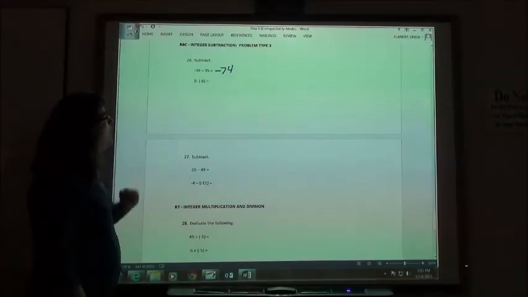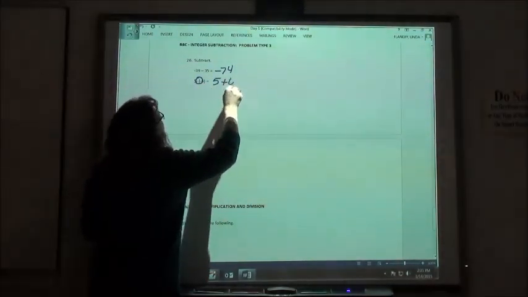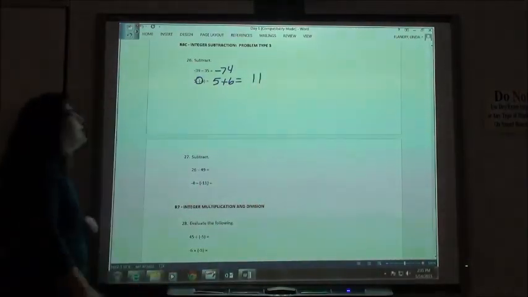On this one, there's one where I have that minus a negative. If I have that, I'm going to change that to a plus. So 5 plus 6 gives me 11.